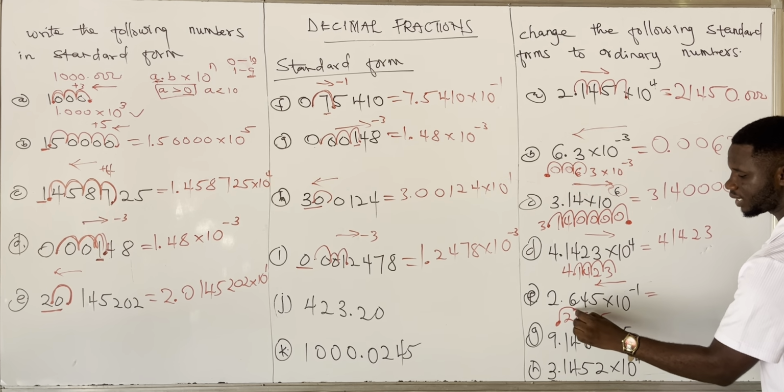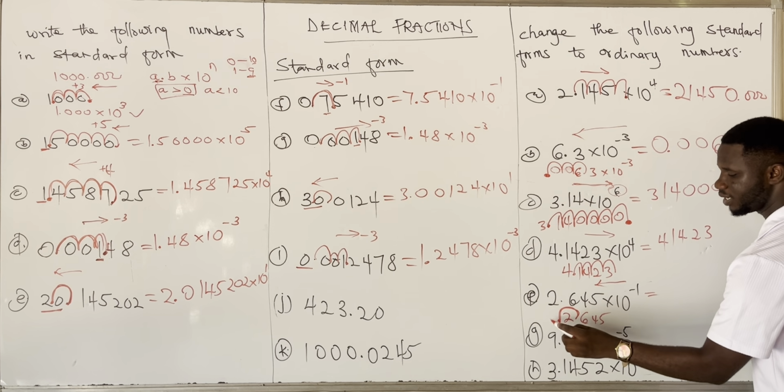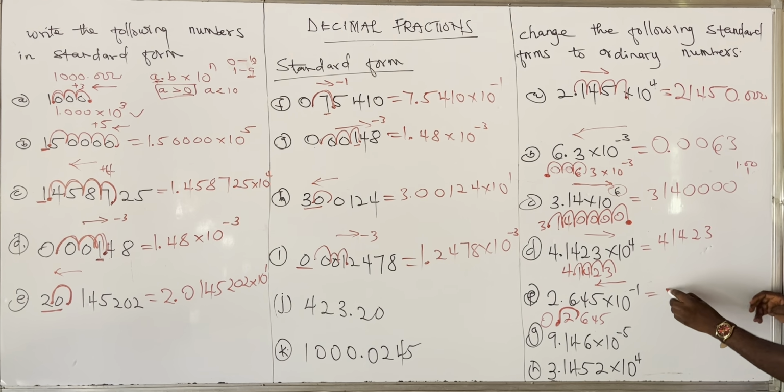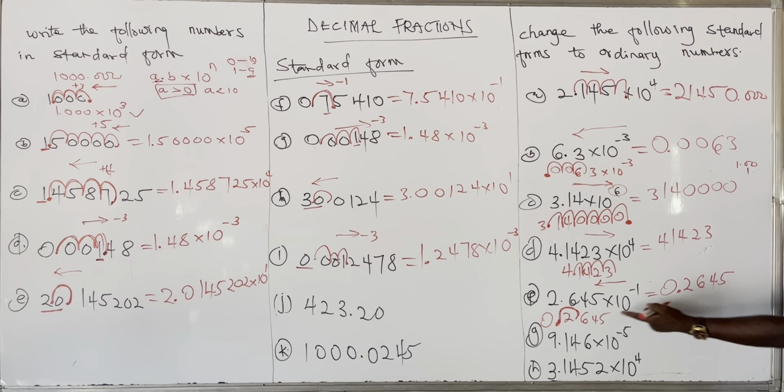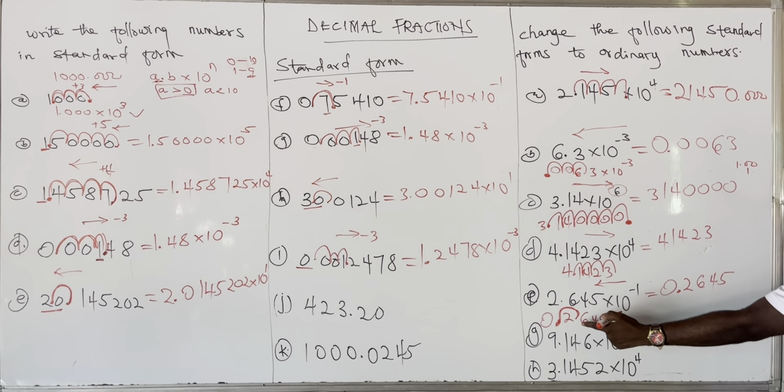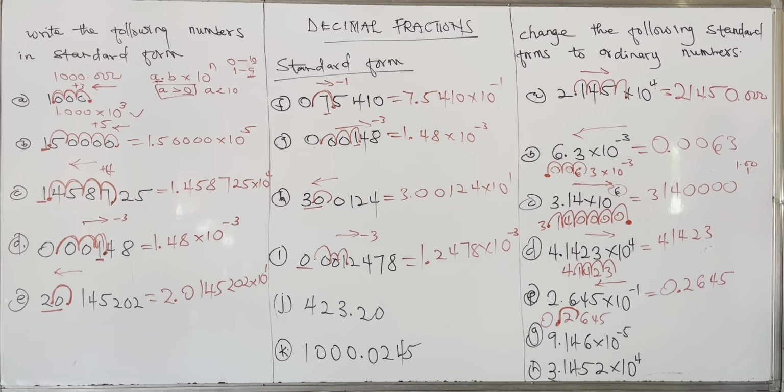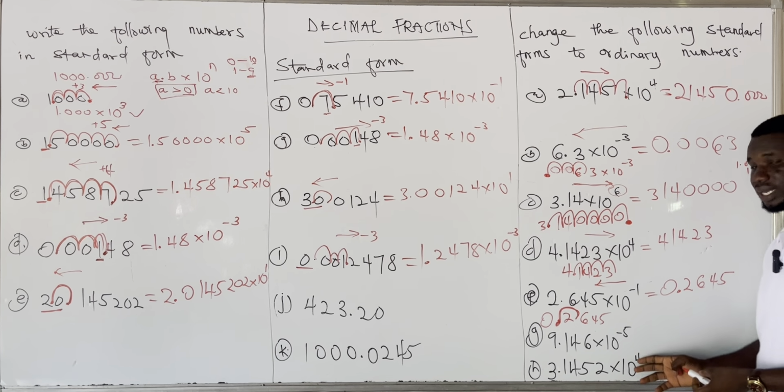So anytime you do it like this and there's no number over here, you will bring what? 0. You're going to get 0.2645. 0.2645 in the ordinary form. So try the last two yourself.